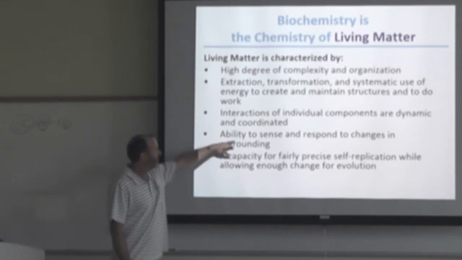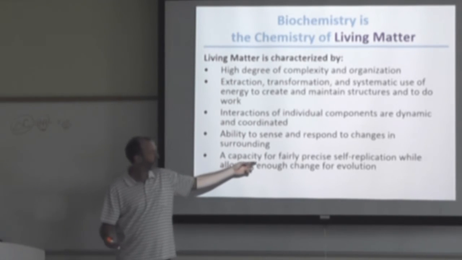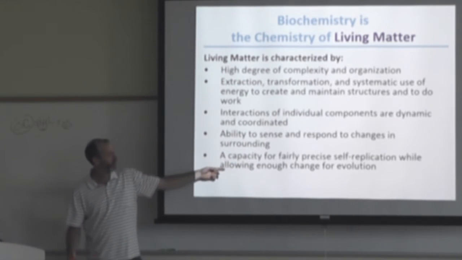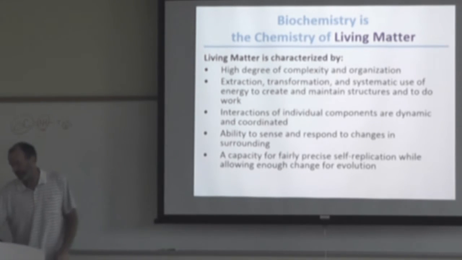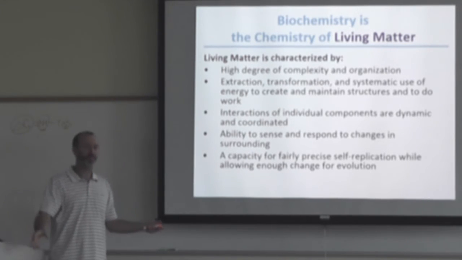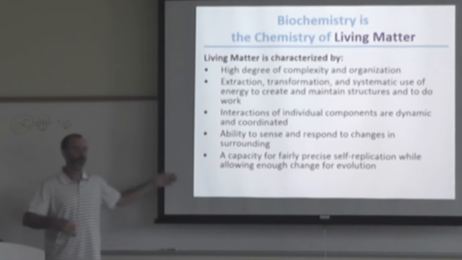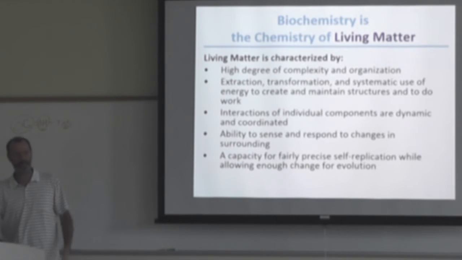Things like that. So, ability to sense and respond to changes in the surroundings, and a capacity for fairly precise self-replication while allowing enough change for evolution. That's what we'll learn a lot about, the DNA and how we self-replicate that way, and then we do get changes, because DNA itself is just a chemical. Chemicals degrade spontaneously over time. Same thing with DNA. You cannot help but get mutations over time. That's typically how we end up getting cancer, eventually, in our somatic cells.